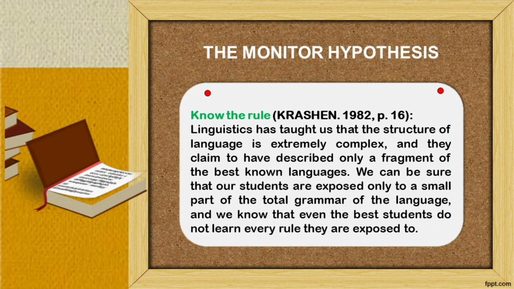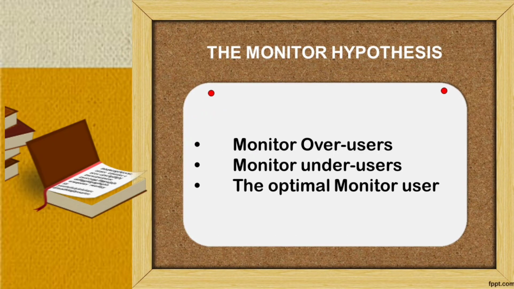Krashen also pointed out that the monitor will depend on the three conditions and on the type of the users. He pointed out three kinds of user: monitor over users, monitor under users, and the optimal monitor user. Monitor over users. These are the people who attempt to monitor all the time, performers who are constantly checking out their output with their conscious knowledge of the second language.